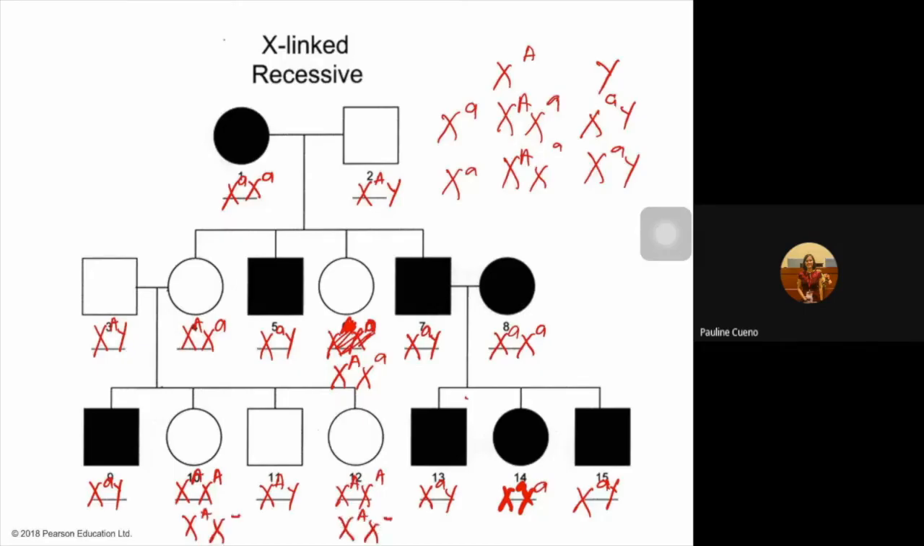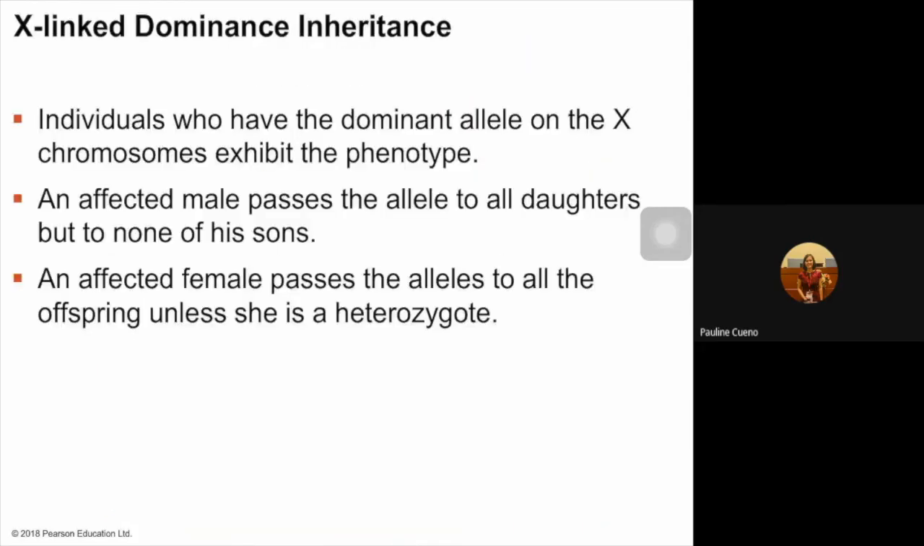For the next one, what we call the X-linked dominant inheritance. For X-linked dominant inheritance, individuals who have the dominant allele on the X chromosome will exhibit the phenotype. Therefore, those individuals who are homozygous dominant and heterozygous will exhibit the phenotype. So ang hindi lang mag-exhibit ng phenotype would be those individuals who are recessive for the gene, or they contain both of the recessive alleles.